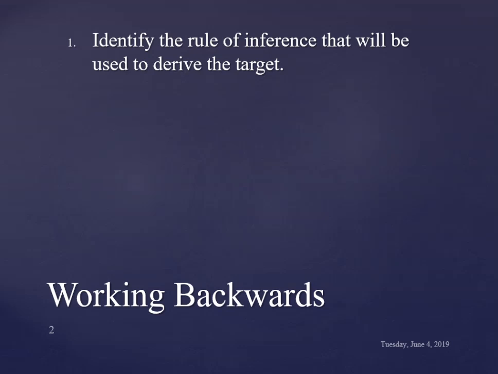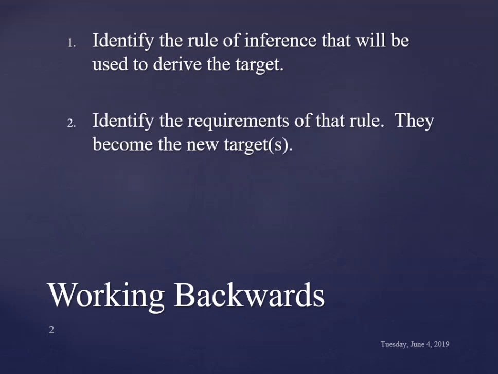So I encourage you, rather than looking at your premises, don't focus on those. Figure out what's going to be the rule that you use on the last line of your derivation. Because once you get that figured out, then what you can do is identify the requirements of that rule. So you think, okay, I'll have a rule of inference that allows me to write down my target. What are the requirements of that rule? And then those requirements become new subtargets, and then you work to get those.